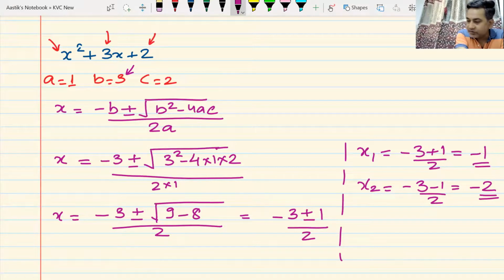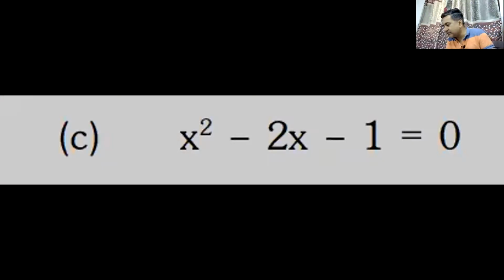I'll give you one more question for everyone to do on their own. Are we ready for that question? So here comes the next one, and I hope that all of you will give me the answers. This question does not have much calculation. Here comes the question: x square minus 2x minus 1 is equal to 0.